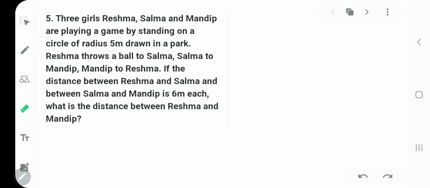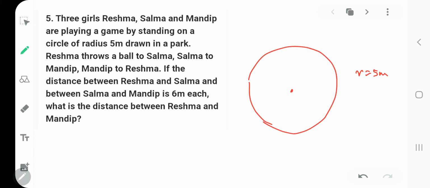Today I am taking your exercise 10.4, problem number 5, which says three girls, Reshma, Salma, and Mandeep, are playing a game by standing on a circle with radius 5 meters. So you have to draw a circle, and the radius is considered as 5. So I will write radius 5 meters, drawn in a park. Reshma throws a ball to Salma, Salma to Mandeep and Mandeep to Reshma. If the distance between Reshma and Salma and between Salma and Mandeep is 6 meters each, what is the distance between Reshma and Mandeep? So let's try it out how to do.